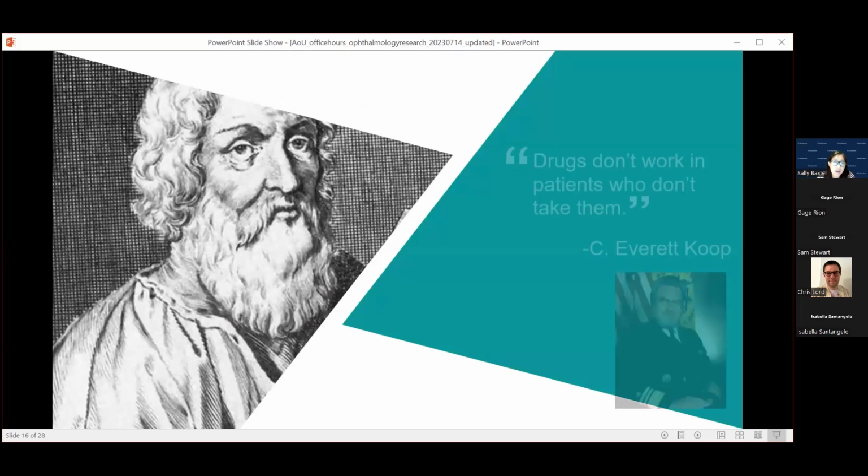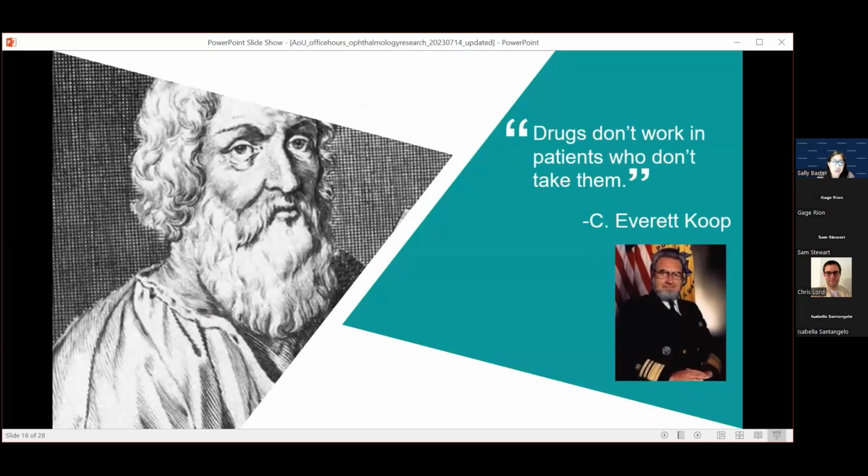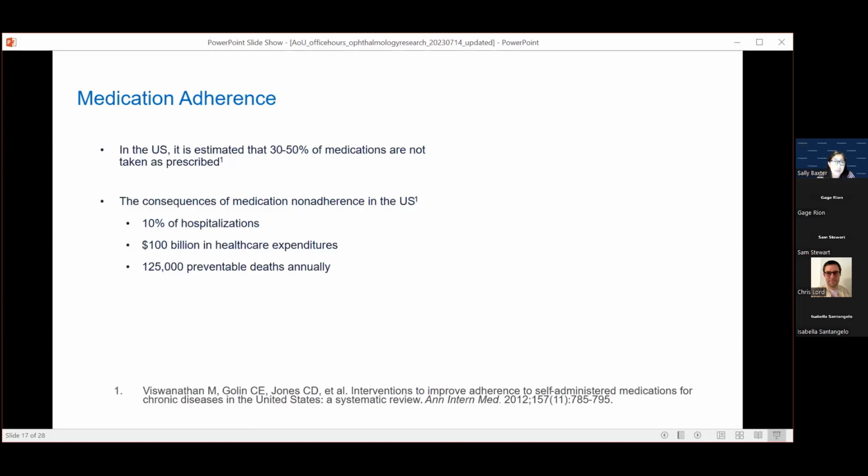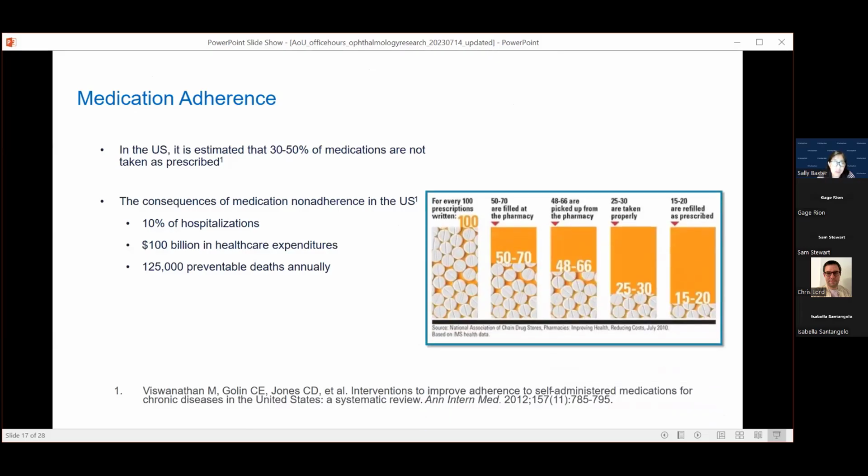And so just the background on this, this is from the Surgeon General in the 90s, who basically said drugs don't work in patients who don't take them, echoing, I think, Hippocrates, one of the father figures of medicine, who I think was one of the first to observe that there are difficulties with medication adherence among patients. And it continues to be something that is quite challenging, especially as we have people living longer and have more complex medication regimens and just more things to keep track of. So it's estimated in the US that up to half of the medication is not taken as prescribed. There's huge ramifications from a cost perspective.